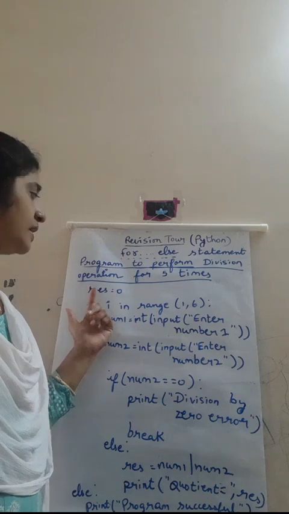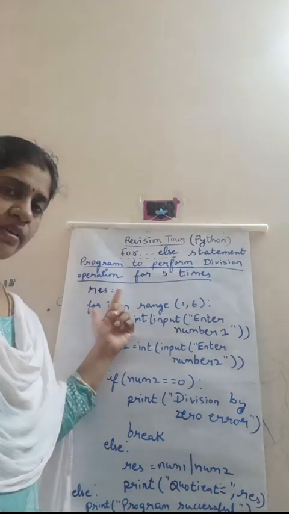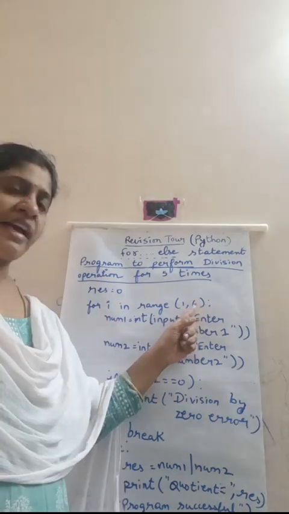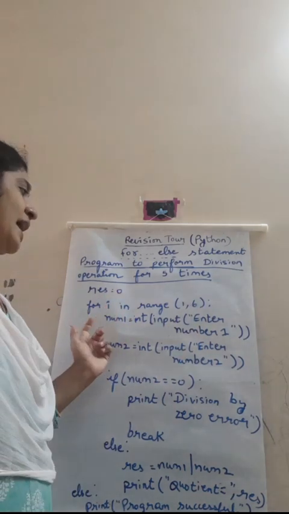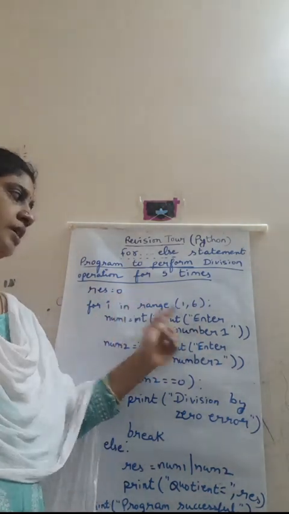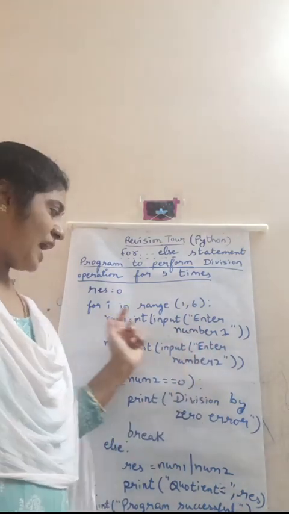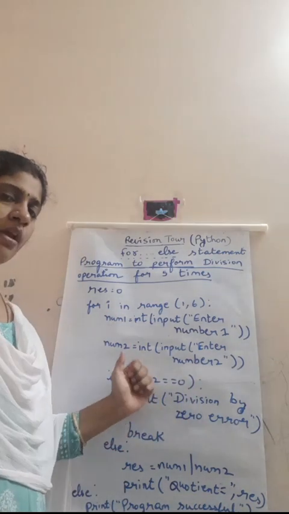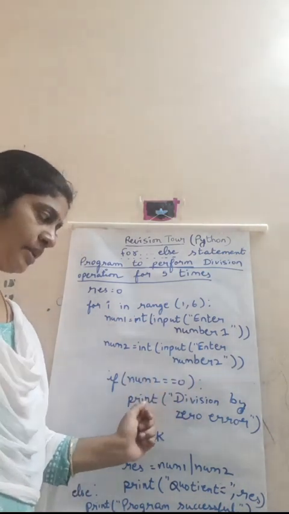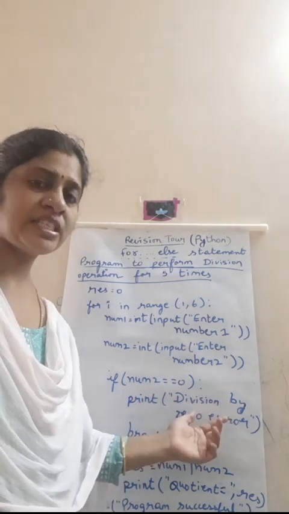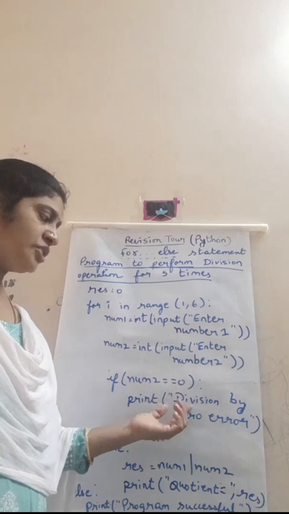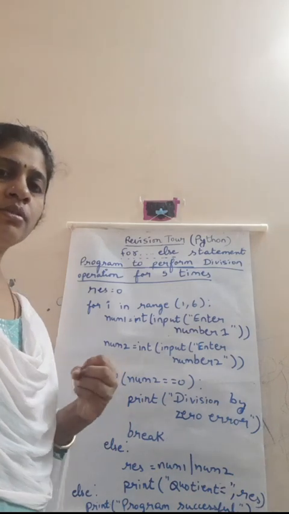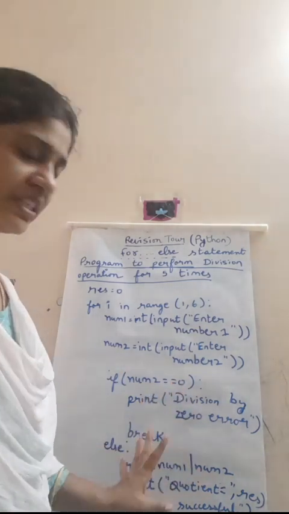Here I have defined a variable rs equal to 0 and I am running the loop from 1 to 5. That is, it will stop at 5 here, and I am taking input from the user. Enter number 1 and enter number 2, and I am storing them in variables number 1 and number 2. If number 2 is equal to 0, that is, if the second number is 0, you have to display the message that division is not possible as division by 0 is an error. And you come out of the loop. I don't want to continue further and I am just coming out of this loop.